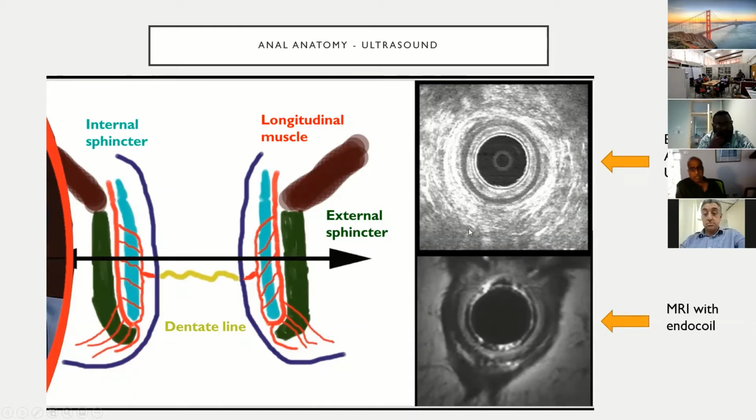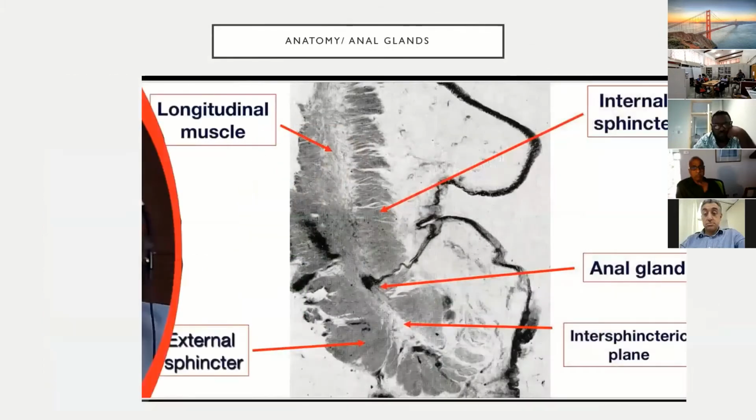That's the puborectalis, which is actually absent on the front. And of course, below that is an MRI using an endocoil. Now, the anal gland starts at the dentate line, and it has blind tracts which go up and down in the intersphincteric space, and also travel through the external sphincter.